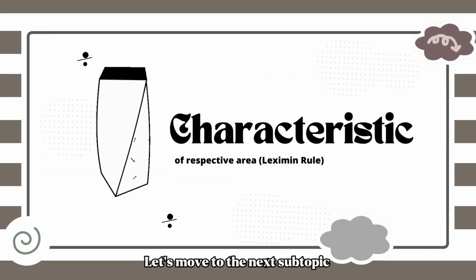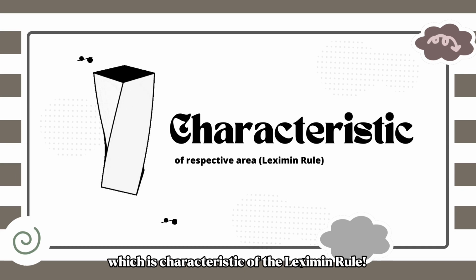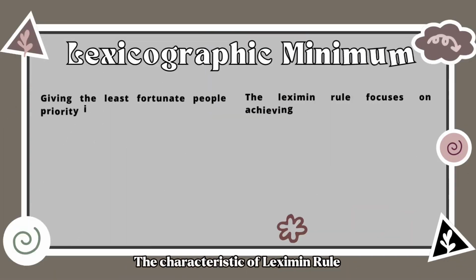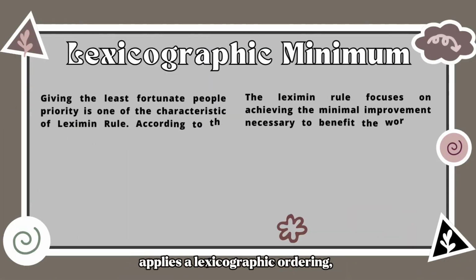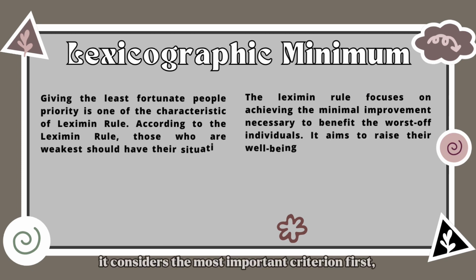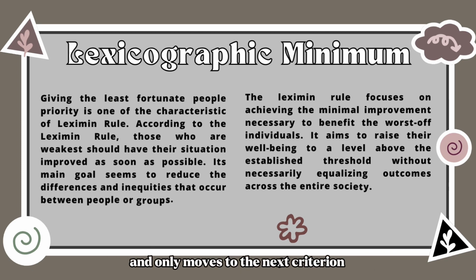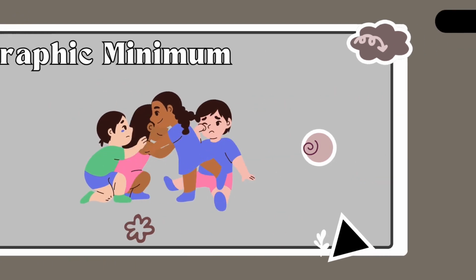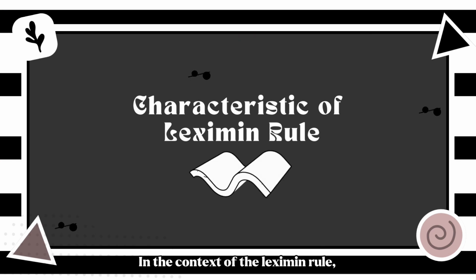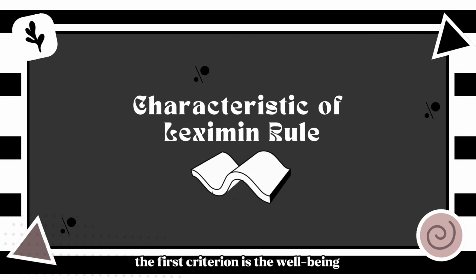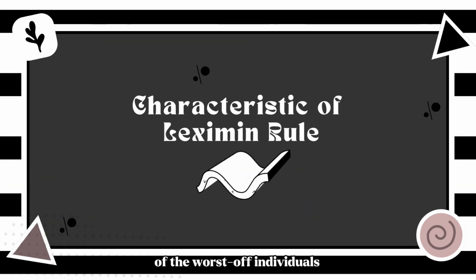Let's move to the next subtopic, which is the characteristics of the Leximin rule. The Leximin rule applies a lexicographic ordering, which means that it considers the most important criterion first and only moves to the next criterion if the first criterion does not distinguish between the available options. In the context of the Leximin rule, the first criterion is the well-being of the worst-off individual.